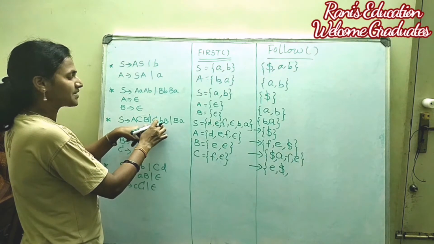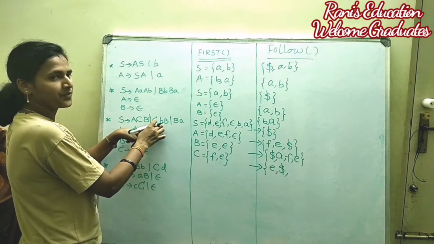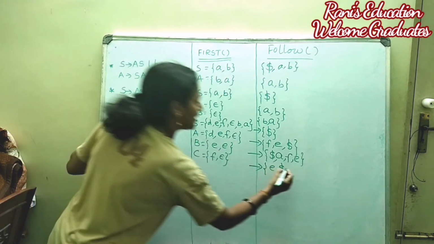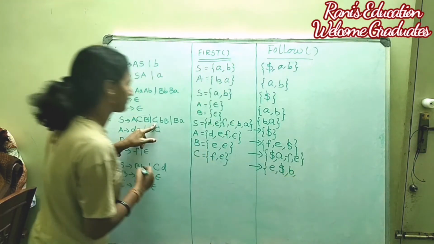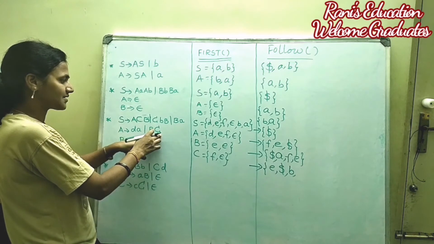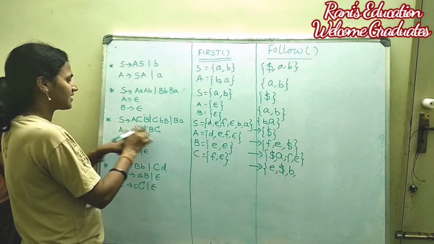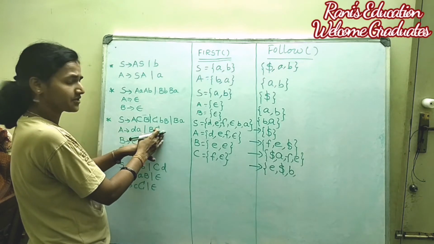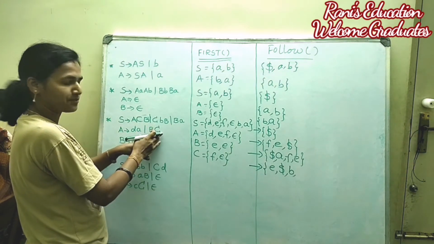Now go for the second production. What is the immediate grammar symbol for this non-terminal C? Small b. What is first of a terminal here? The terminal itself, that is b. Now go for this production A derives BC. In this production, C is at the end of that production.